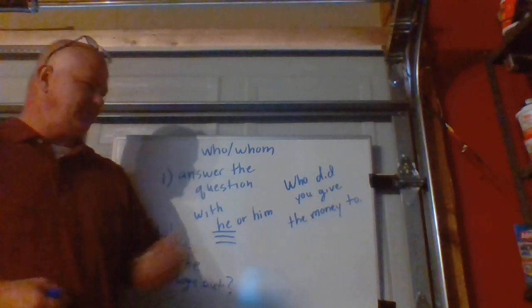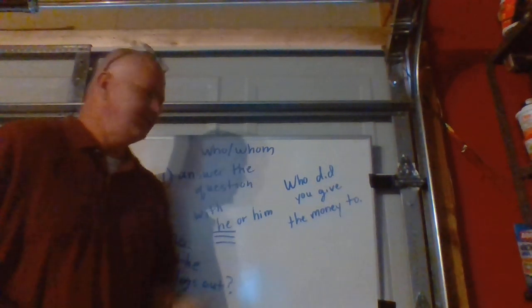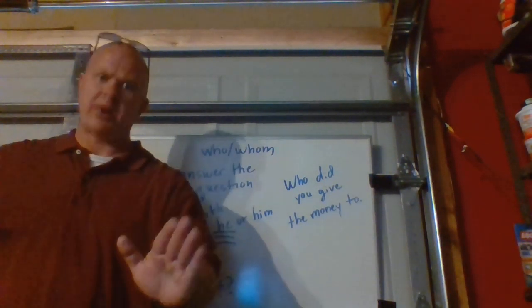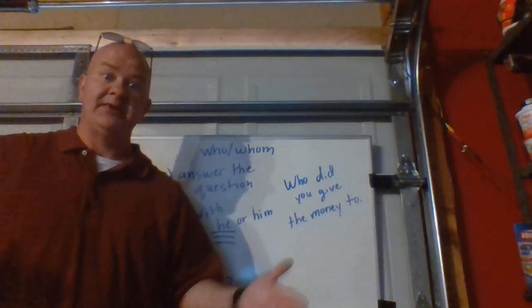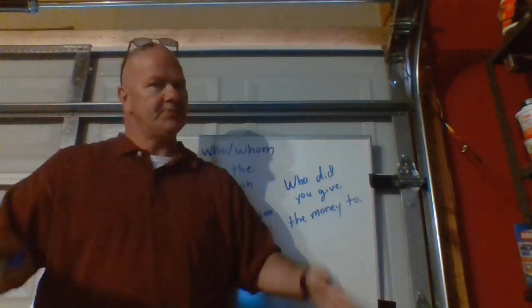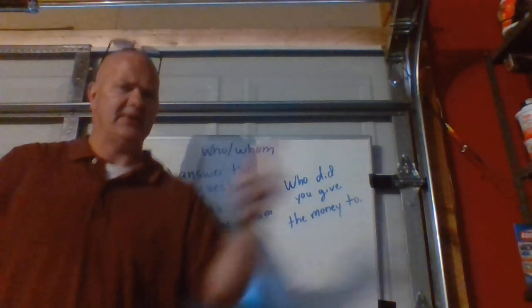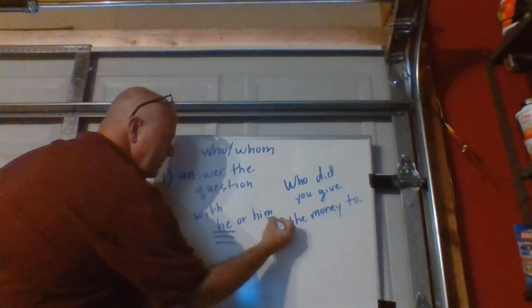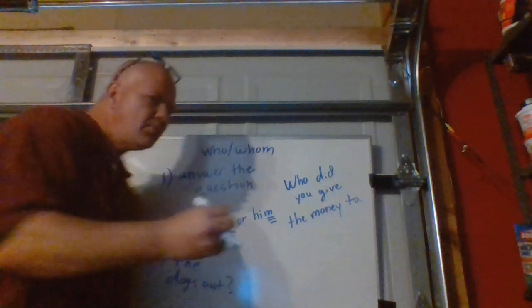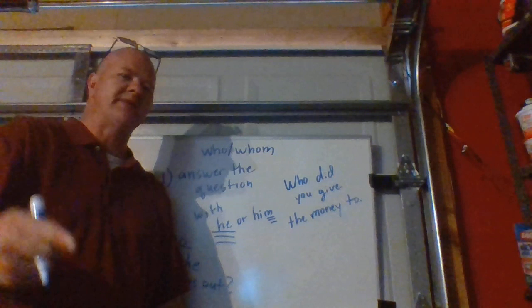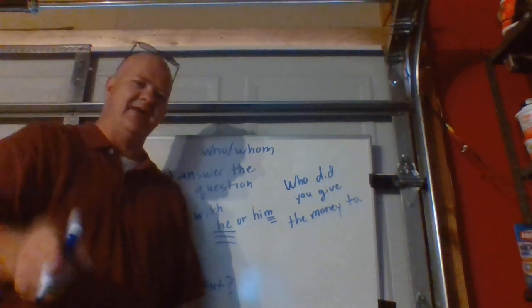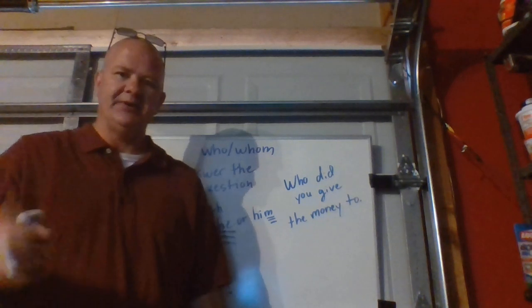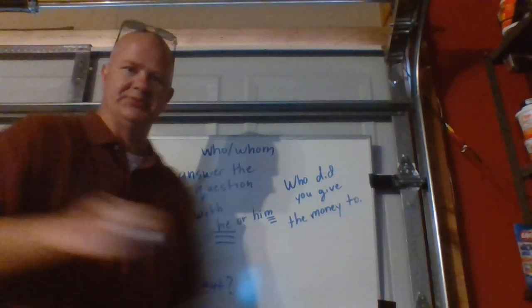Let's change the question. Let's say some guy breaks in and he says, who did you give the money to? So you don't have time to worry about grammar. You just have to say, I gave the money to him. You would never say, I gave the money to he. You'd say, I gave the money to him. So notice, him ends with an M. That means when this question is asked, you have to have an M on the end of this word. So you wouldn't say, who did you give the money to? You'd say, whom did you give the money to?